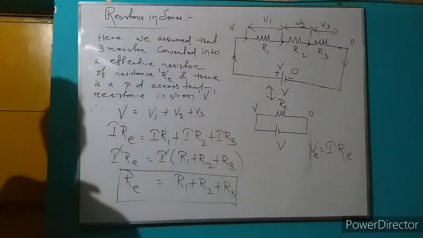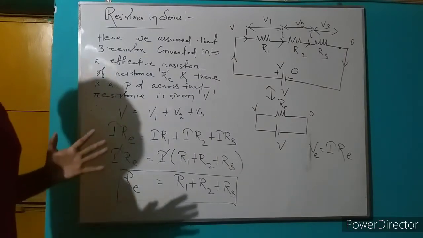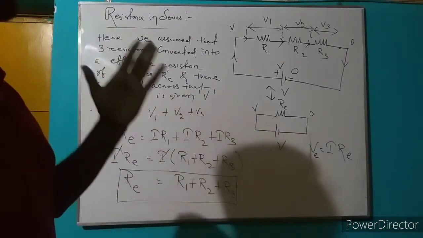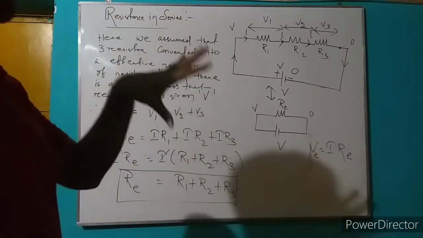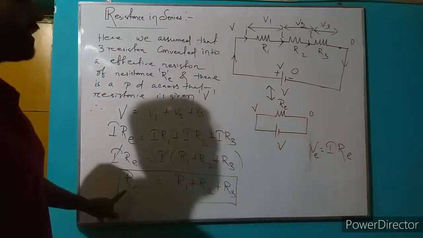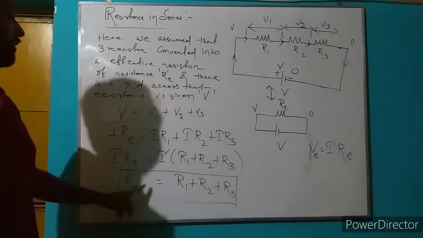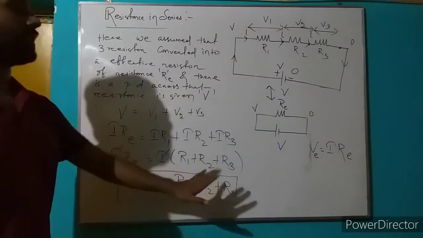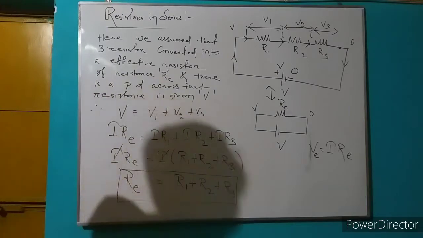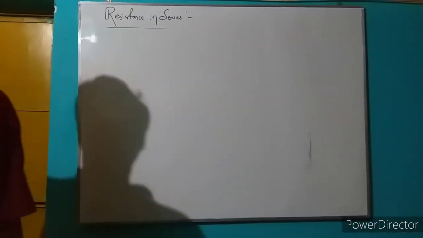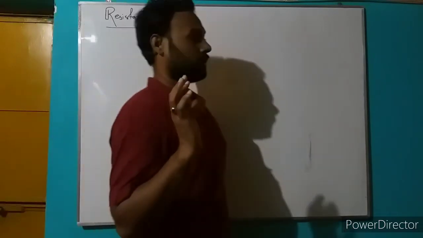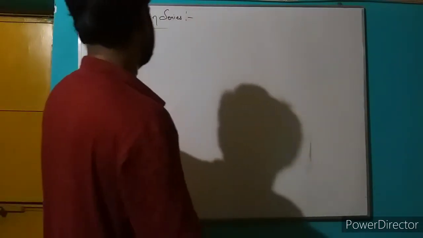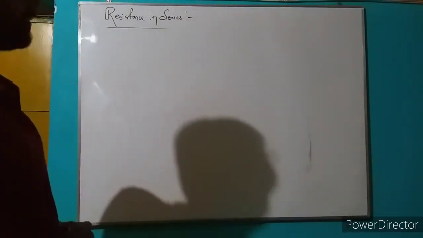Clear? Therefore, the net effective resistance when resistors with resistances R1, R2, R3 are connected in series is R effective equal to R1 plus R2 plus R3. Clear? Please note it. Now I am going to discuss a special case of resistance in series.